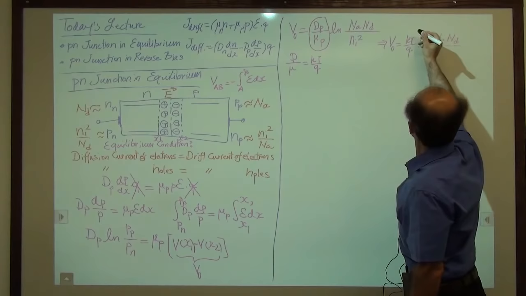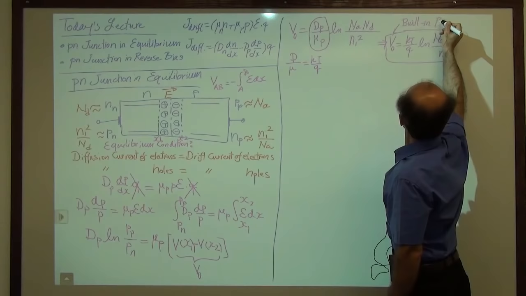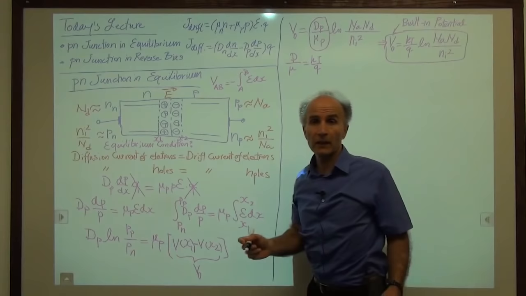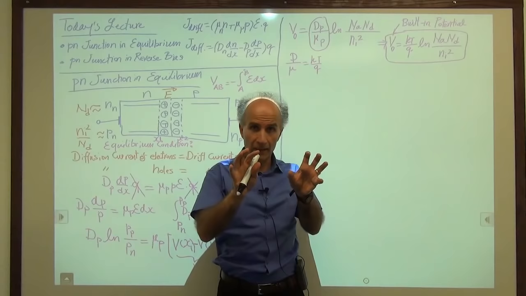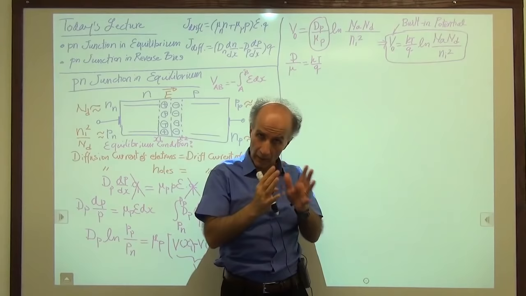This voltage is called the built-in potential or built-in voltage. It's built in because we didn't do anything to the device. As soon as we formed the crystal from P and N, this voltage was developed inside simply because the carriers could not stay where they were. The electrons flowed from one side to the other. The holes flowed from one side to the other, and we created an electric field. We created a voltage between those two.